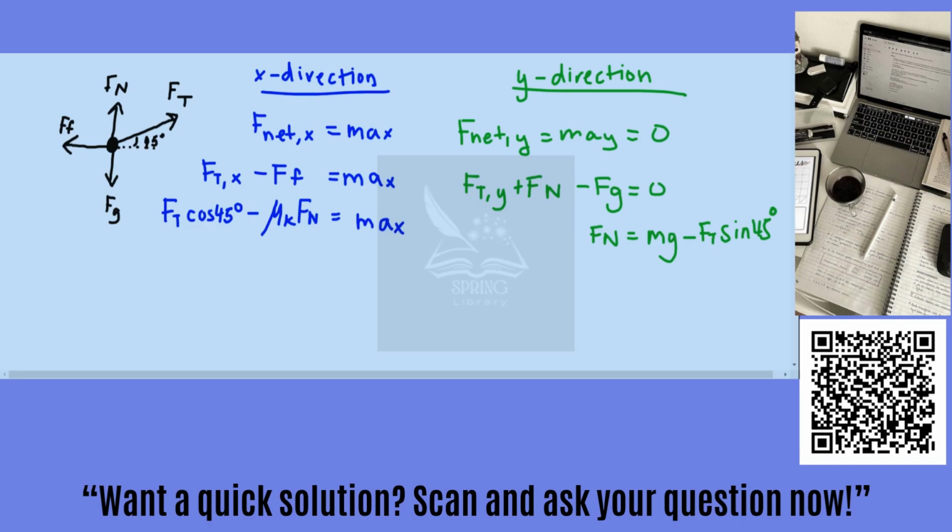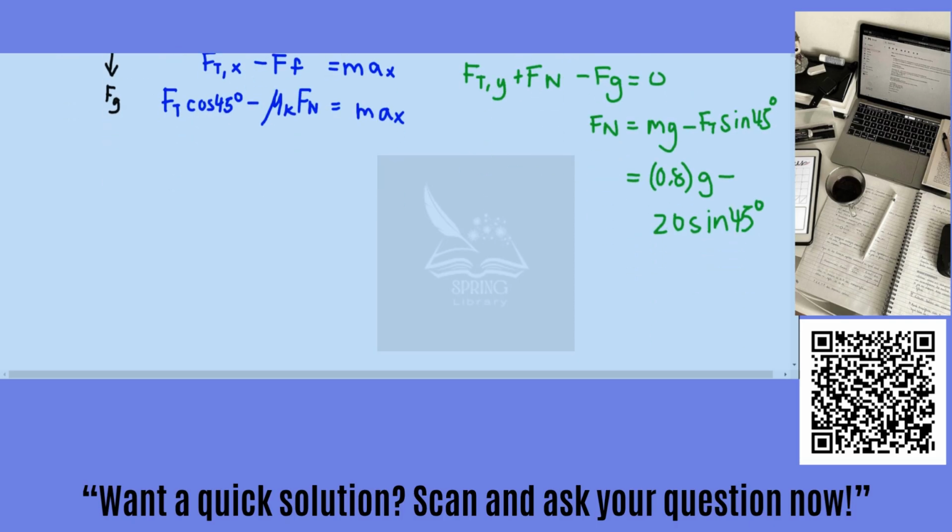Using the mass is 800 grams. So instead of substituting in 800, I'm going to do 0.8 because it needs to be in kilograms. So 0.8 kilograms times g minus 20 sine 45. And when you plug that into the calculator, you should get a value of approximately negative 6.29 newtons. And so we did actually get a negative here, right?